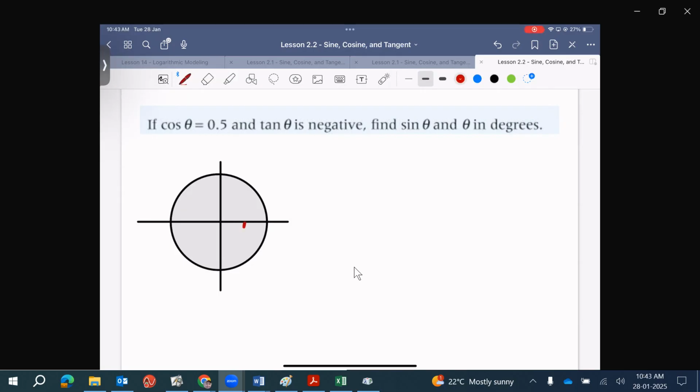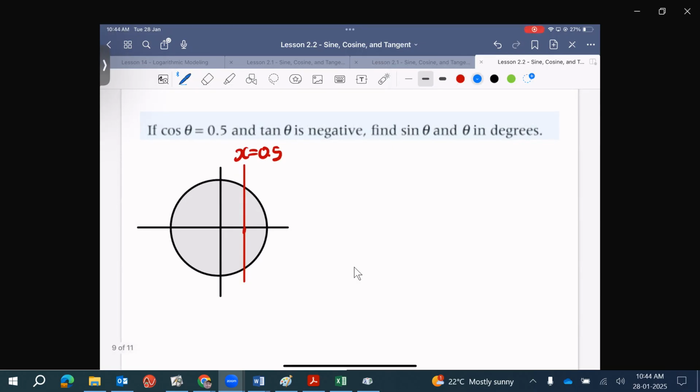So 0.5 is there. If I draw a vertical line here, this is the line where x equals 0.5. The angle we're after has to intersect this, either here or here. We're also told that the tan is negative. All students take calculus, so the tangent value is negative in this quadrant. We can't be up there, so our angle is this here.